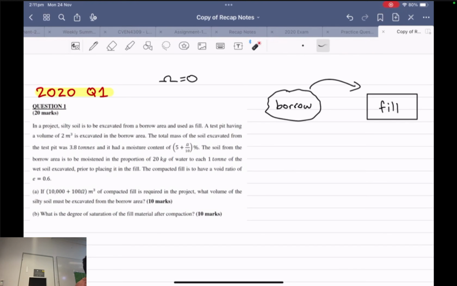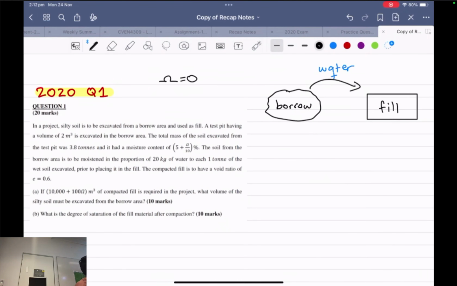And what you're doing is pretty much adding some water to the borrow soil before you put it in the fill, and then you compact it after you put it in the fill. So what information you're given here is you're told you have a test pit with a volume of 2 cubic meters excavated from the borrow area.